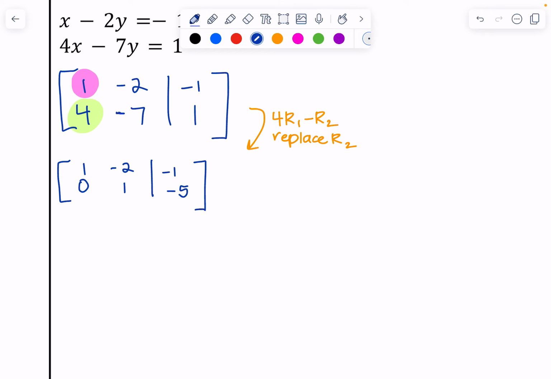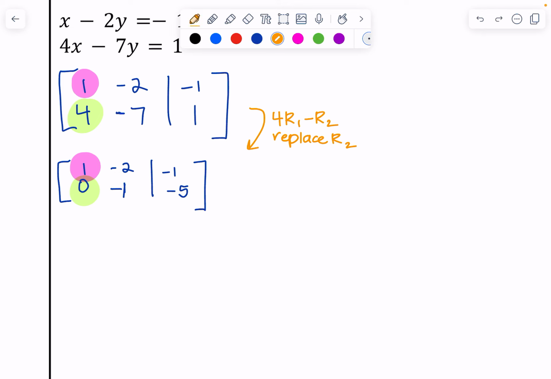I feel like I did something wrong. Hold on. Okay, this should be a -1 here. Okay, great. So we have this 1 where we want it. We have this 0 where we want it. And now I want to make, I'll use yellow, that -1 into a +1.